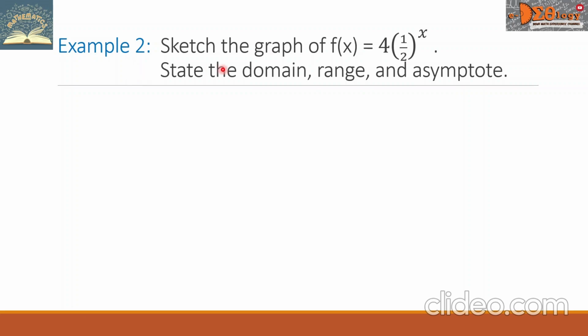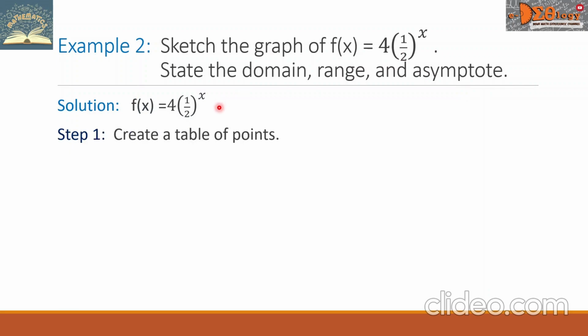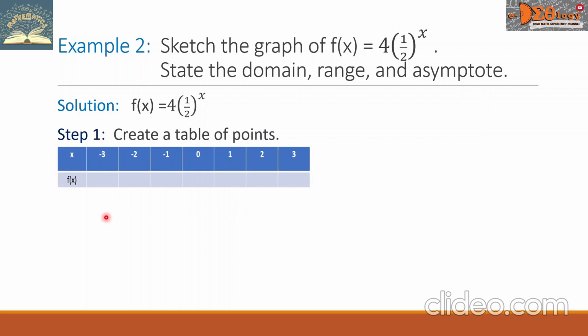Example 2. Sketch the graph of f of x equals 4 times the quantity 1/2 that is raised to x. State the domain, range, and asymptote. Let us write our function here. Then step 1. Let's create a table of points. We have this table. Let us now fill in the corresponding values. We can use calculator here.